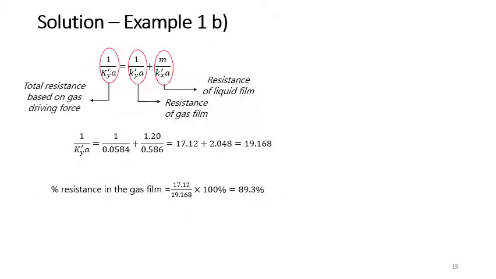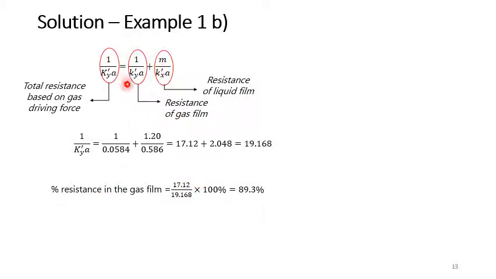From the values of capital Kya and small kxa that we have already calculated in example 1a, we can use that to calculate the resistance of the gas film and of the liquid film. But since the question asks what is the percent resistance of the gas film, we want to have a look at the gas film. So this is 1 over Kya equals 1 over small kya plus m over small kxa. These are the values from just now. Then you can calculate the percent resistance in the gas film.